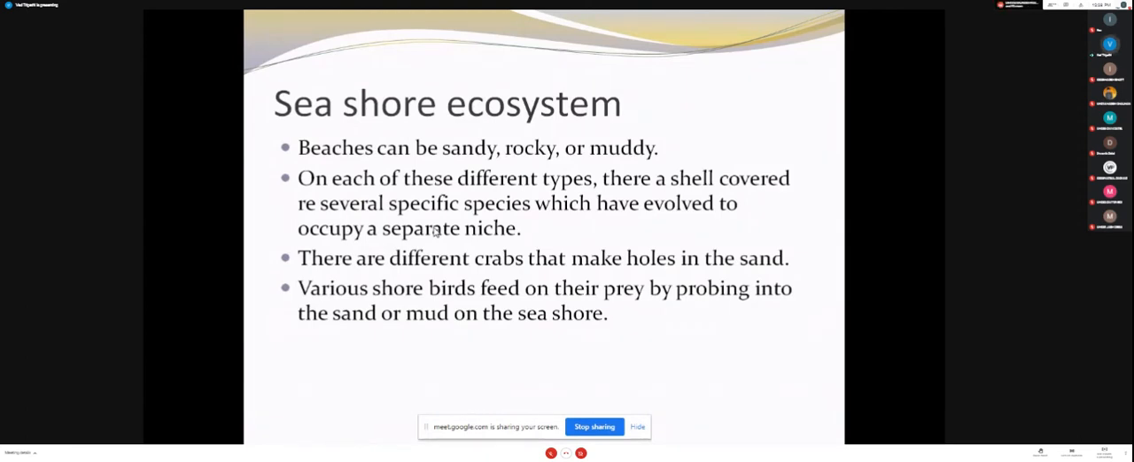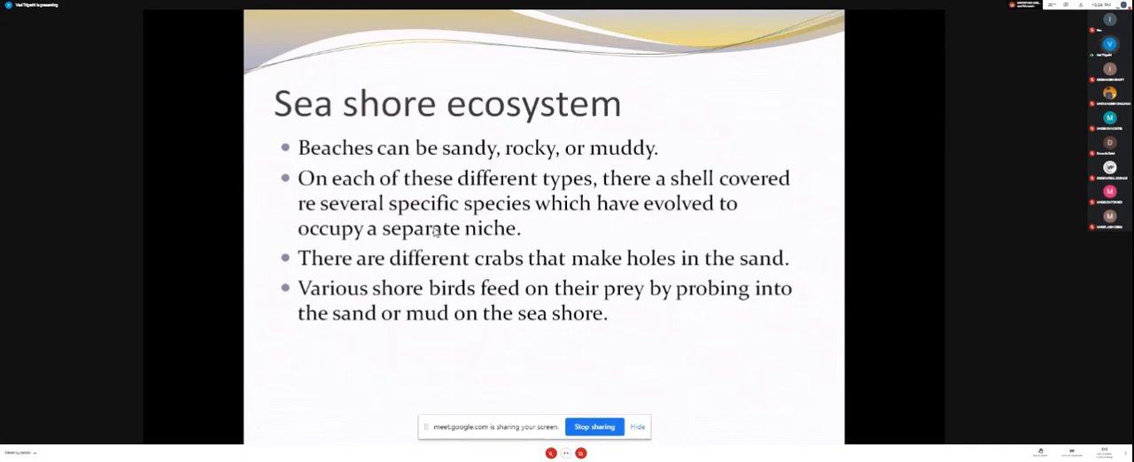Then we have seashore ecosystems. The beaches can be sandy, rocky, or muddy, and each of these seashore ecosystems also supports some crustaceans such as crabs. On each of these different types of ecosystem, shells are covered all over these beaches, which support some other types of organisms.